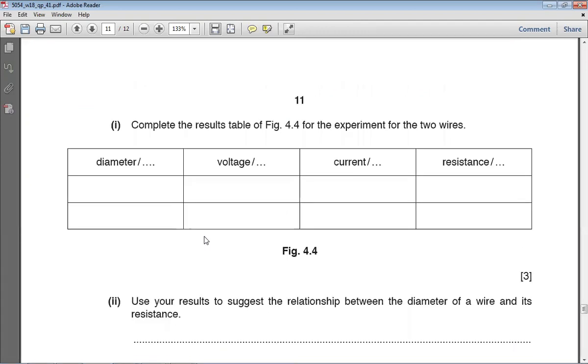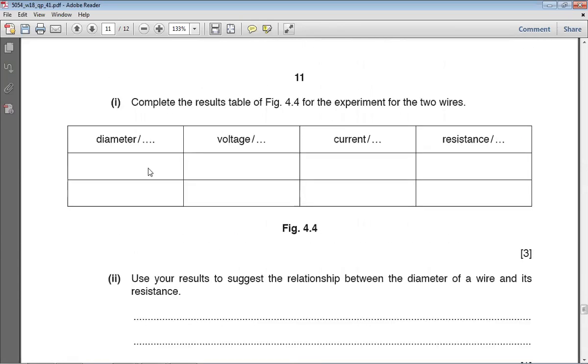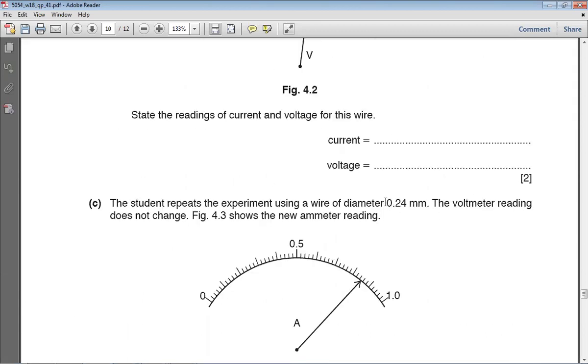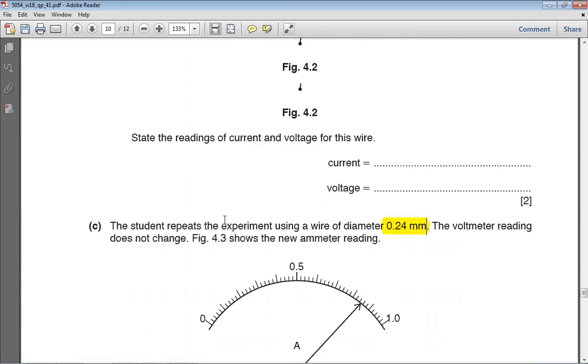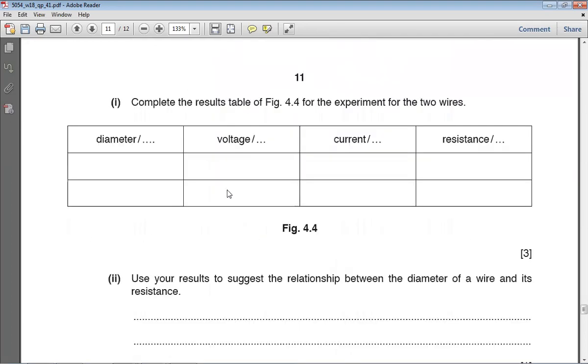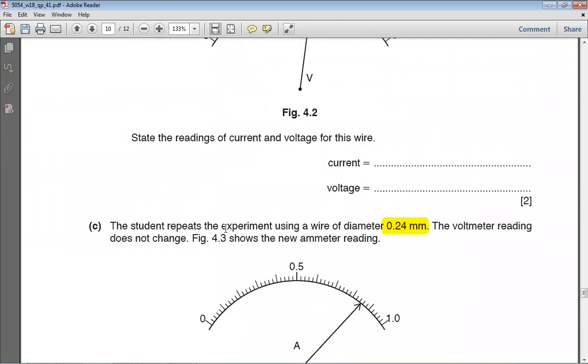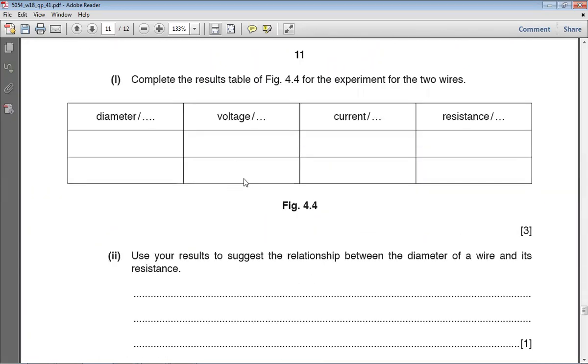Okay. The diameter of the first wire is 0.15 millimeter. So 0.15 millimeter here. The diameter of the second wire is 0.24 millimeter. So that will come here, 0.24 millimeter. The voltage in this is 2.8. So here 2.8, and the voltmeter reading here will remain the same. It does not change. The reading of the current has changed. So we will put both the readings of the current. We have already noted. And then we'll find the resistance.